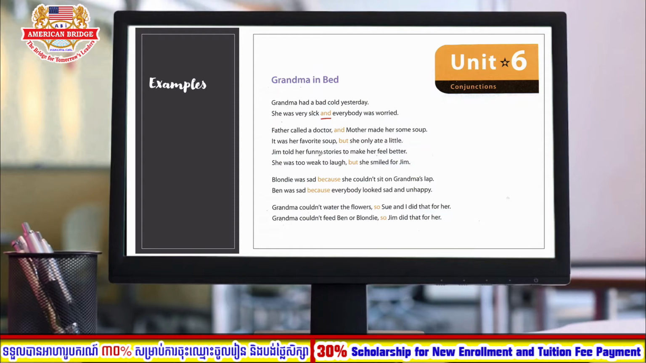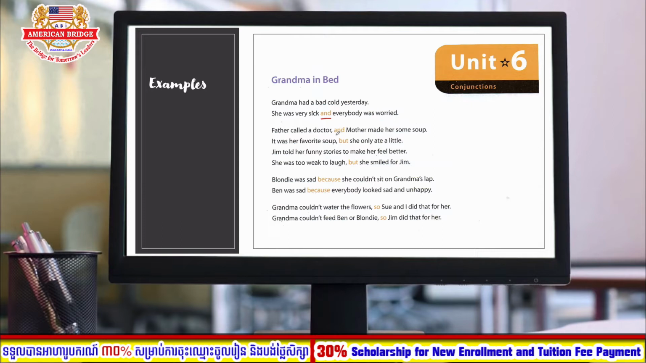Jim told her funny stories to make her feel better. She was too weak to laugh, but she smiled for Jim. Blondie was sad because she couldn't sit on Grandma's lap. Ben was sad because everybody looked sad and unhappy. Grandma couldn't water the flowers, so Sue and I did that for her. Grandma couldn't feed Ben or Blondie, so Jim did that for her.